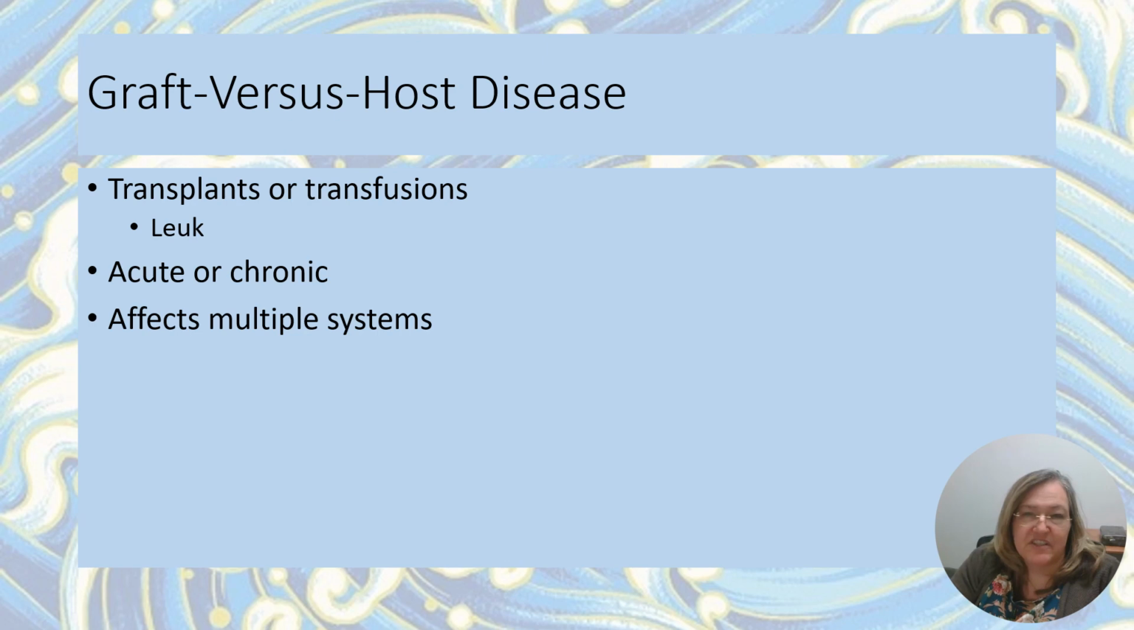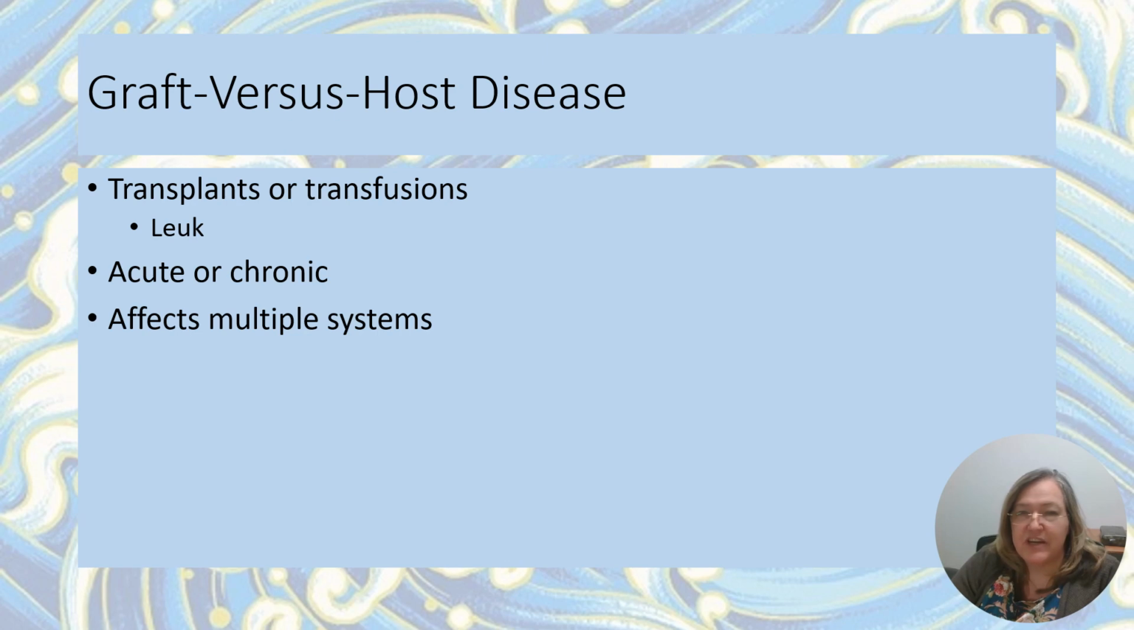So in addition to being allergic to someone else's blood, you can also be allergic if you get a skin graft or any kind of transplant, like a liver transplant. A lot of times you can get a rejection of that organ. It's called graft versus host disease, but it's basically an allergic reaction to that tissue that you've been given. It can be acute or chronic, depending on the reaction.